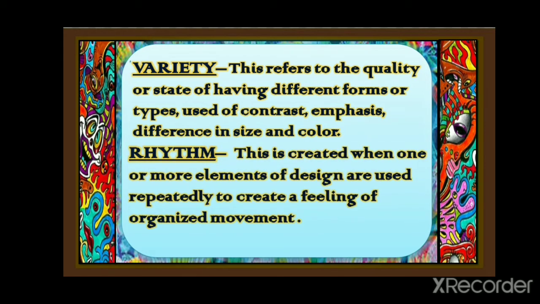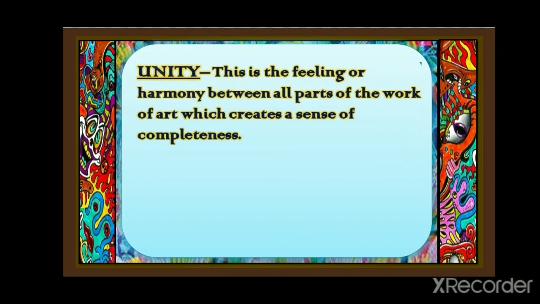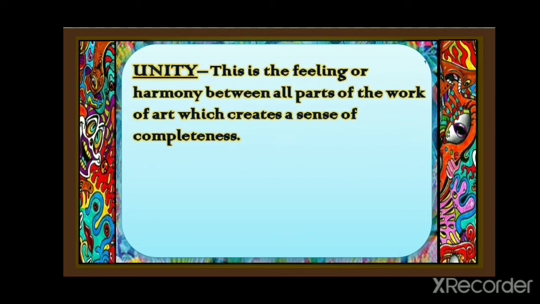Next is rhythm. This is created when one or more elements or designs are used repeatedly to create a feeling of organized movement. This rhythm creates a mood like music. Variety is essential to keep rhythm exciting. Next is unity. This unity is the feeling of harmony between all parts of the work of art, which creates a sense of completeness.